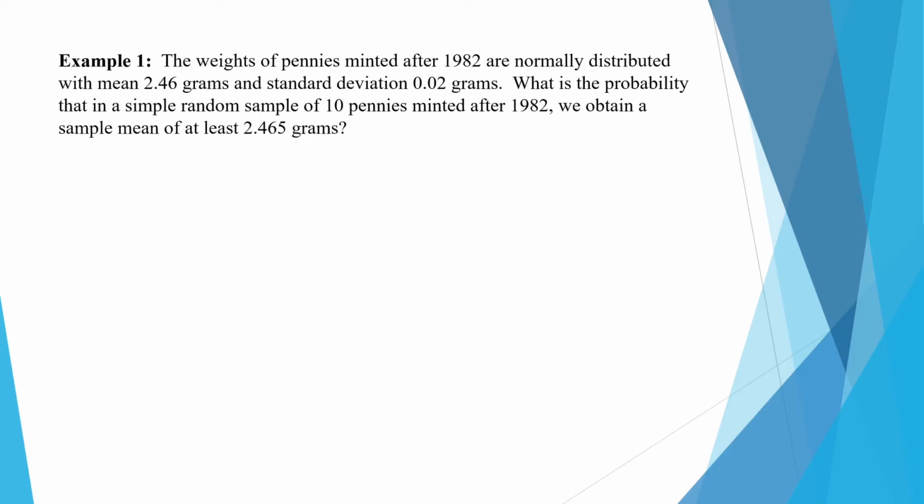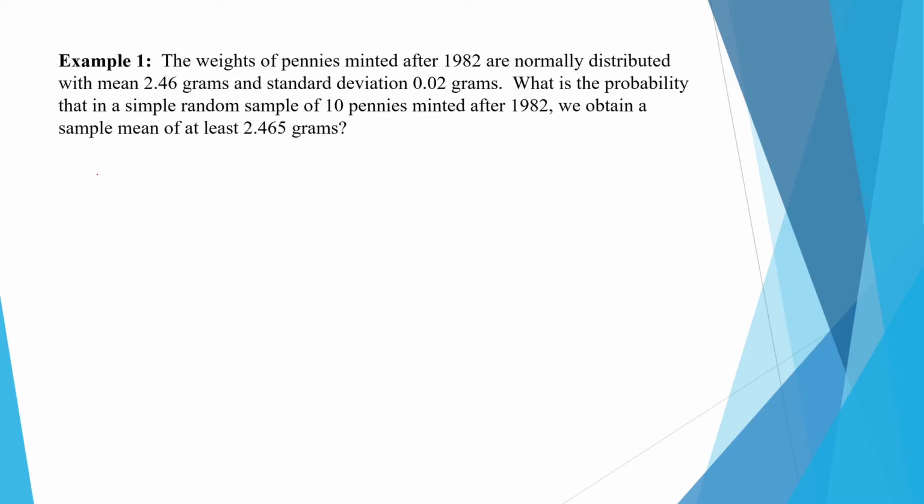Example 1. The weights of pennies minted after 1982 are normally distributed with mean 2.46 grams and standard deviation 0.02 grams. What is the probability that in a simple random sample of 10 pennies minted after 1982 we obtain a sample mean of at least 2.465 grams?